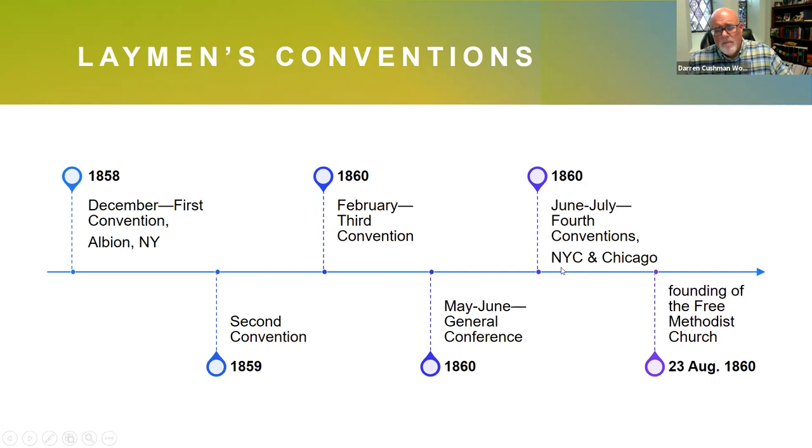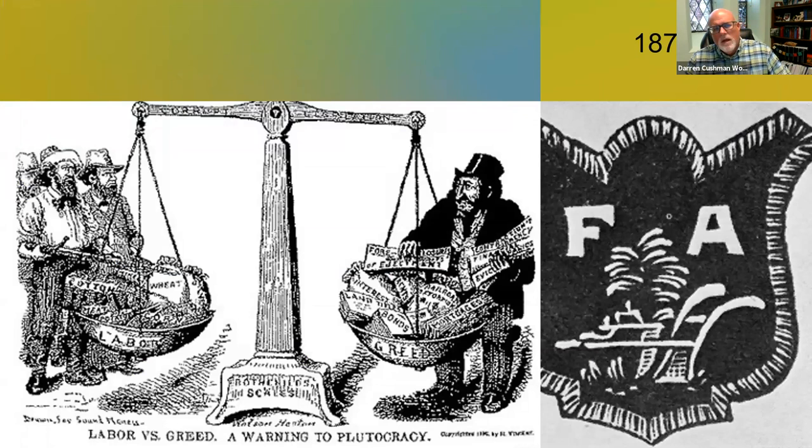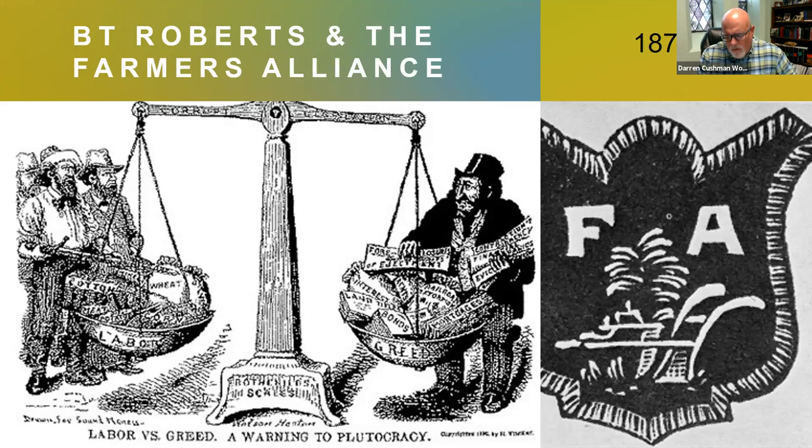One last note to make about B.T. Roberts. B.T. Roberts was a populist in his politics and was supportive and instrumental in the founding of a populist organization in the 1870s called the Farmers Alliance, which actually grew to over 2 million family farms by 1892. He farmed on the side. In 1872, he had given a lecture, turned it into a pamphlet called Conspiracies Against Farmers.